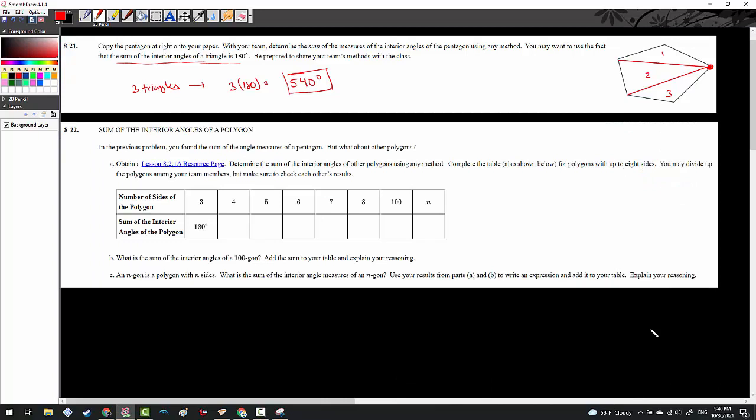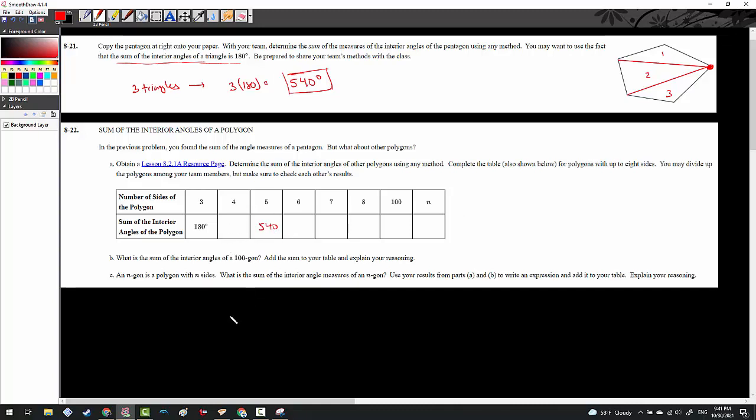So based on the last problem here, we're going to tackle 8-22. And it says in the previous problem, you solved the sum of the measures of the angles inside of a pentagon, but what about other polygons? So we're going to obtain the resource page. We should already have it in front of us, or you can print it off of the CPM website. And we're going to complete this table, and hopefully we can make a generalization for how to find the sum of the interior angles of any type of polygon. And so with 5, we already determined that it was 540.